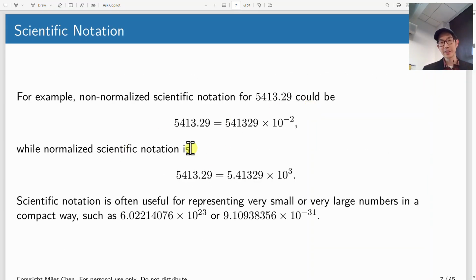And these two things are equivalent. So we can represent 5413.29 as 541329 times 10 to the minus 2. The normalized scientific notation is 5.41329 times 10 to the third, and so on and so forth. And we have these things.